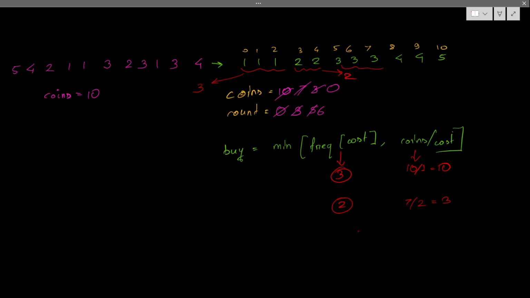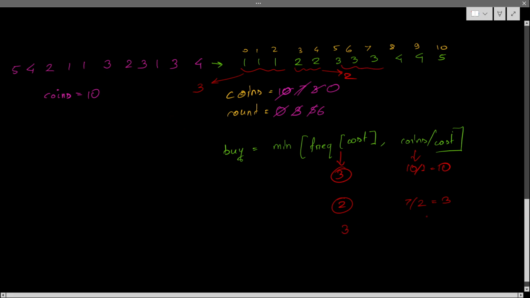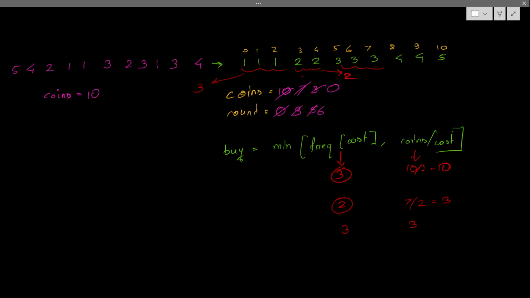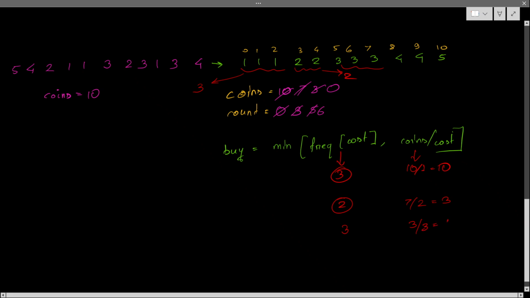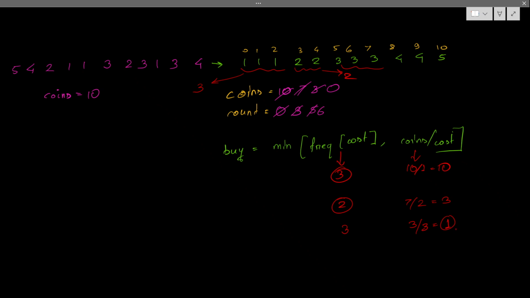From this set, what is the frequency? Frequency is 3. But how many can I buy? I have bought 2 ice creams of cost 2, so 7 minus 4 is 3. Then with 3, how many can I buy? Only 1. So I can take the minimum 1. So what is the cost? Cost will be 3 plus 2 plus 1, which is 6. So 6 is the answer.